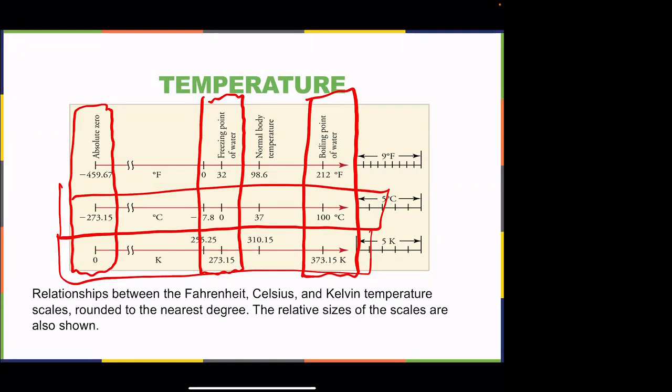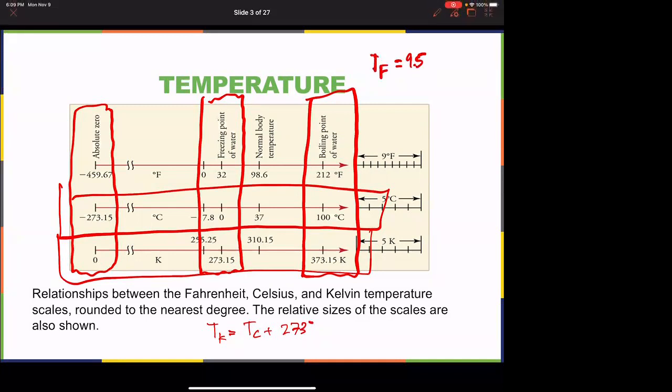And then the conversion between Kelvin and Celsius: temperature Kelvin equals temperature Celsius plus 273 degrees. We'll just do 273, it's close enough, or 273.15. And then temperature Fahrenheit is equal to 9/5 temperature Celsius plus 32. So those are your two conversion factors for temperature.